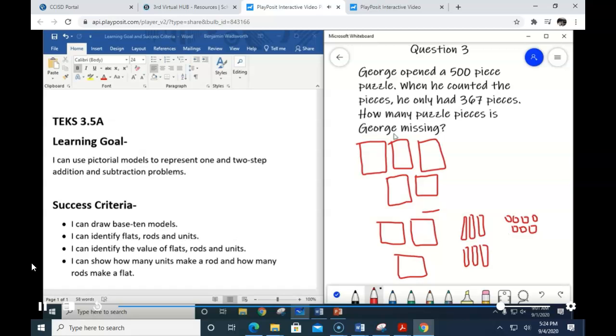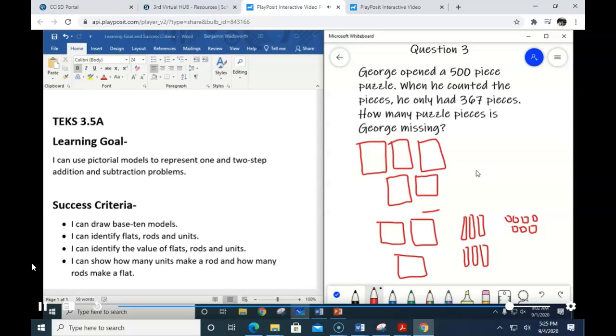Okay, so we've got 500 minus 367, correct? So we always start with our ones, right? I have no ones up here. There's no units, right? Can I take 7 units away from nothing? No. So the first thing to do is to look to the left to see if I can regroup a rod to make some units. But folks, there's no units here either.